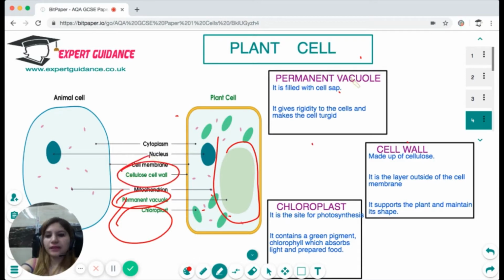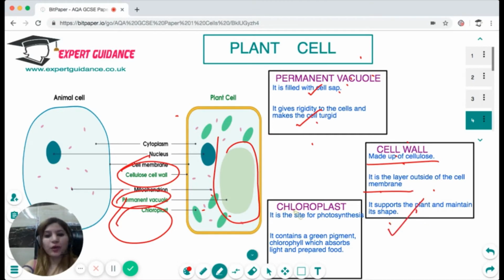Now, you should remember the function of each one of them. The permanent vacuole is filled with the cell sap, and it gives rigidity to the cell and makes the cell turgid. The cell wall is the outer layer, and it is made up of cellulose. You should remember the cell wall of the plant cell is cellulosic. It is a layer outside the cell membrane, and it supports the plant and maintains its shape.